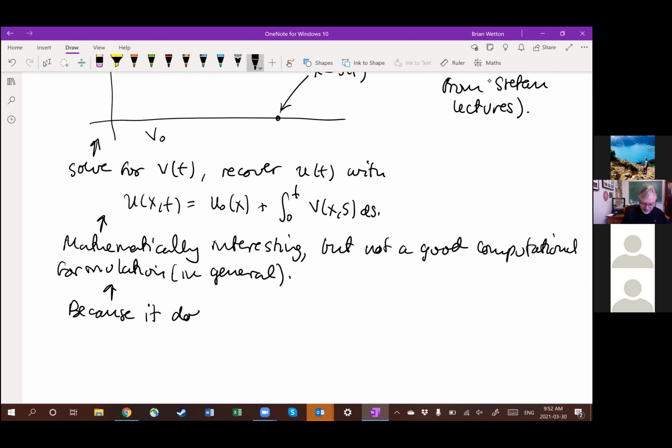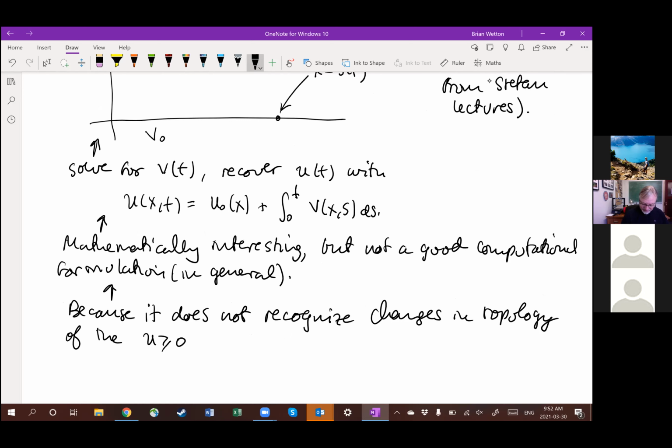it does not recognize changes in topology of the u bigger than or equal to 0 set. Bigger than 0. Okay, so let me draw you some pictures.